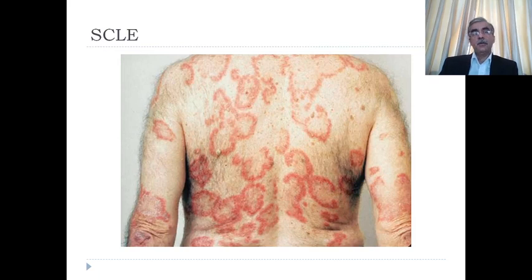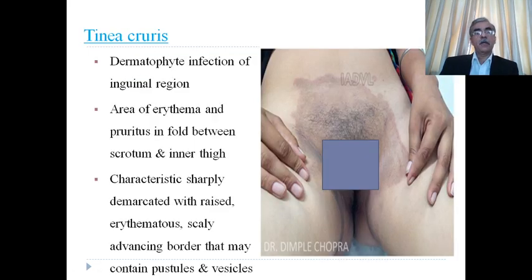Again, in an SLE patient, subacute cutaneous LE, annular papulosquamous lesions are there. So for a common physician, it may look like Tinea corporis, but it is not Tinea corporis; it is SLE, subacute cutaneous LE.